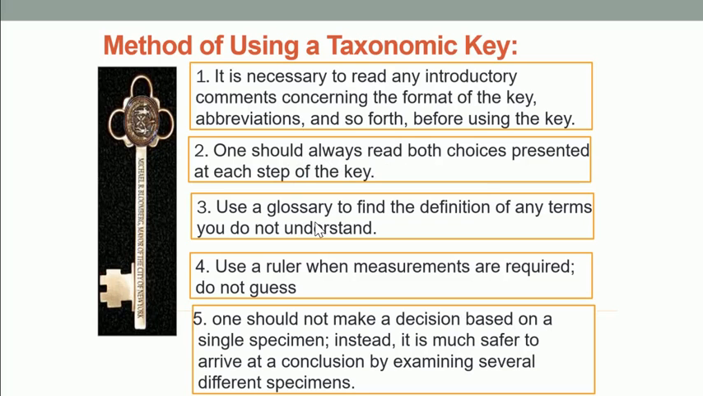Now, at times you might need to use a glossary. You should have a glossary with you which will give the definition of terms which are used in that particular key. You should be aware of each and every terminology which is being used in that particular taxonomic key. Sometimes you might have to make measurements. Suppose in that key it is mentioned that the length of the organism is around 1 meter. You should not guess. You should always do the proper measurements, so you should have a ruler if such measurements are required.